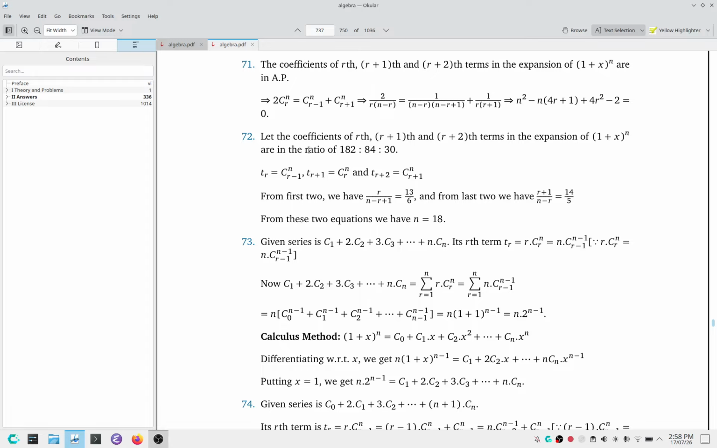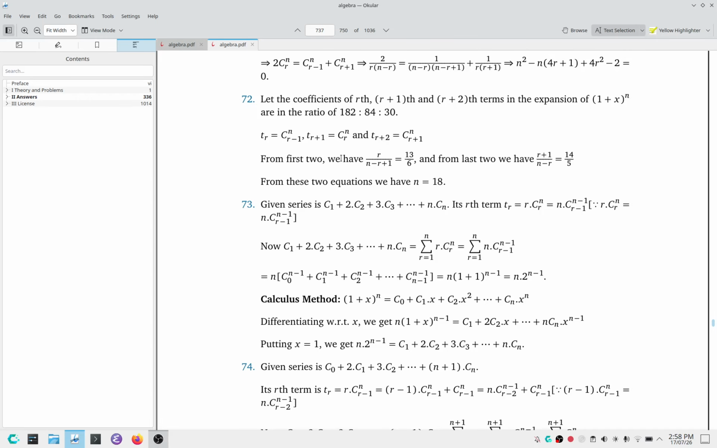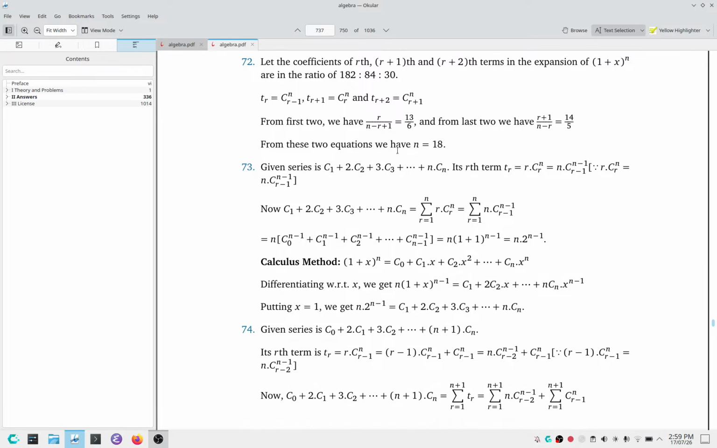So proceeding like the previous problem, Tr is nC(r−1), T(r+1) is equal to nCr, and T(r+2) is equal to nC(r+1), where we have taken the rth, (r+1)th and (r+2)th terms as indicative terms. So we find out the ratio of the coefficients: r upon n − r + 1 from the first two is equal to 13 upon 6, and from the last two we have r + 1 upon n − r is equal to 14 upon 5. We solve these two equations, we get n is equal to 18.